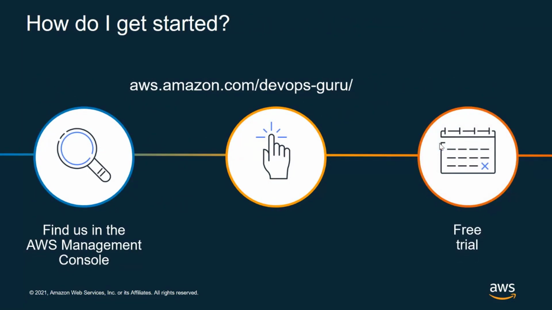So you can find us in the console by looking for DevOps Guru. We do offer a free trial. The first 7,200 resource hours per month are free for the first 3 months, as well as 10,000 API calls to DevOps Guru. We have a great workshop that you can find online that helps you understand the best way to set up and test the DevOps Guru service.